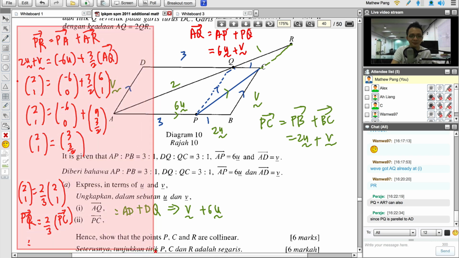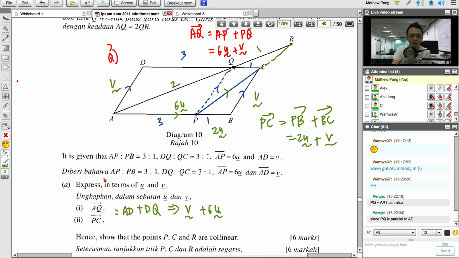Okay, let me just redo this one very fast. We got PC already. Let me write the PC in this pattern: it's (2, 1). Now we want to find PR.